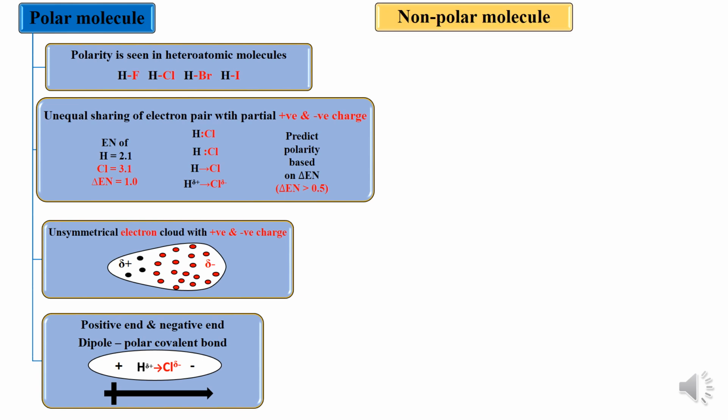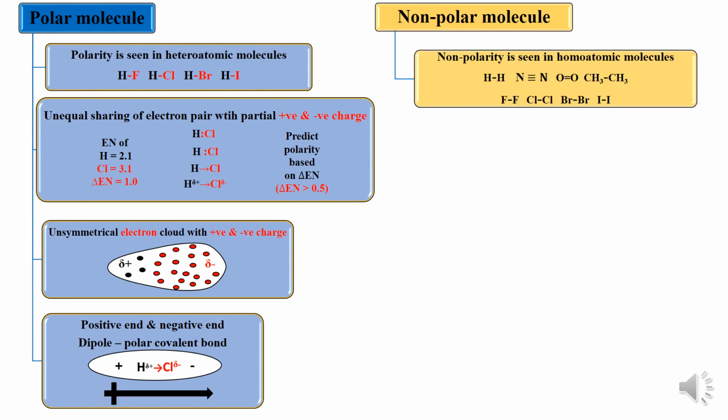Now what about the non-polar molecule? Non-polarity is seen in homoatomic molecules like hydrogen molecule, nitrogen molecule, oxygen molecule, fluorine, chlorine, bromine, and iodine molecule. Even alkanes are also non-polar in nature. Here you can consider alkanes as an exception. Now why are alkanes, with carbon and hydrogen atoms, non-polar in nature?